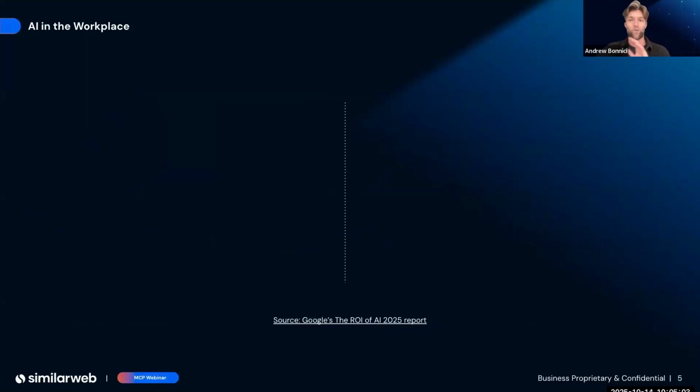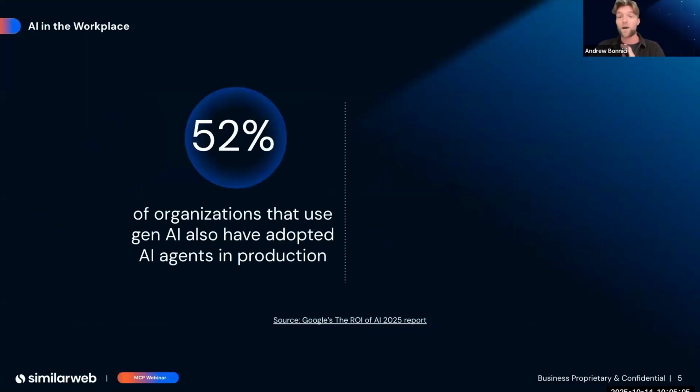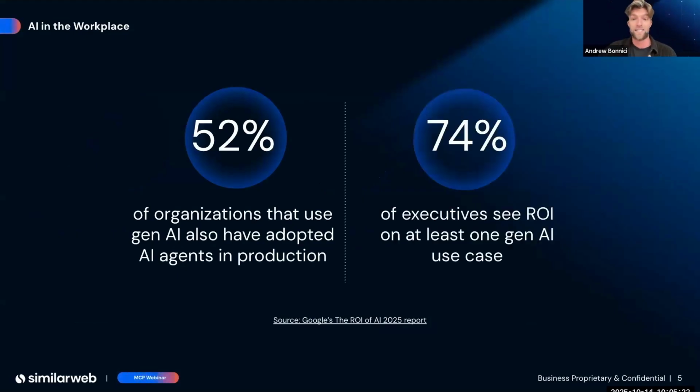Now, it's not all doom and gloom, don't worry. Companies are starting to see ROI on their workflow efforts. This is a report that we looked at from Google into the return on investment of AI. And 52% of companies reported having adopted AI agents in production. And 74% of the executives at those companies are already seeing ROI on Gen AI use cases. So, it's clear that despite the friction points with integrating AI, there's much to be gained for those who implement it well.